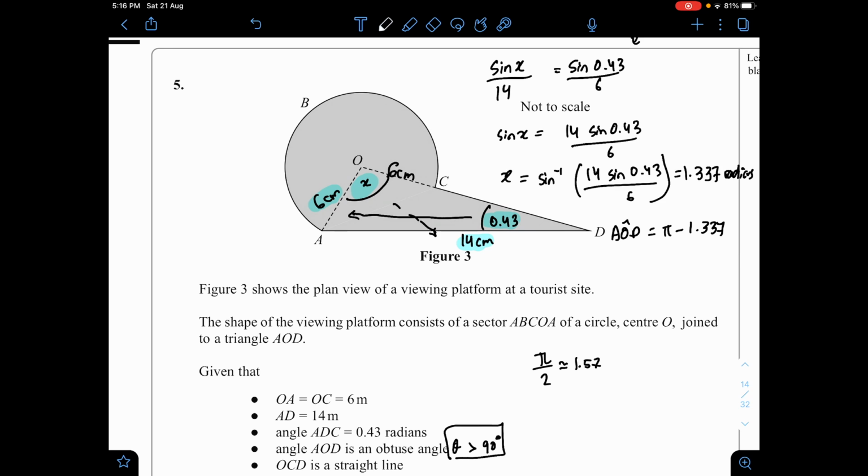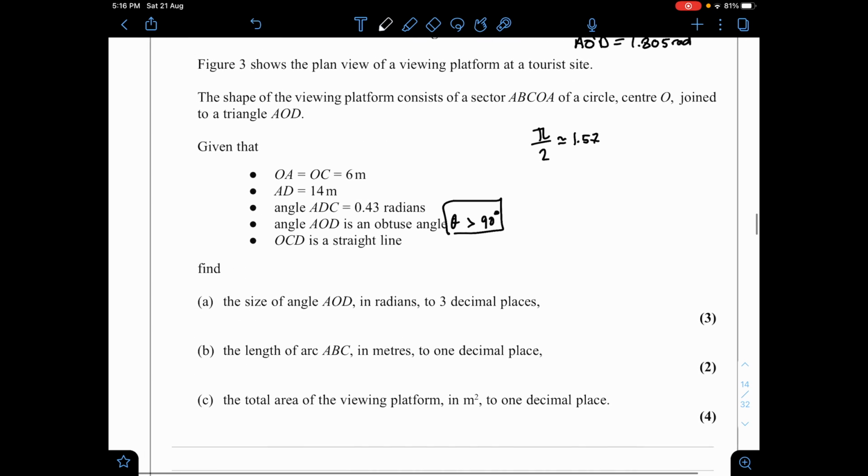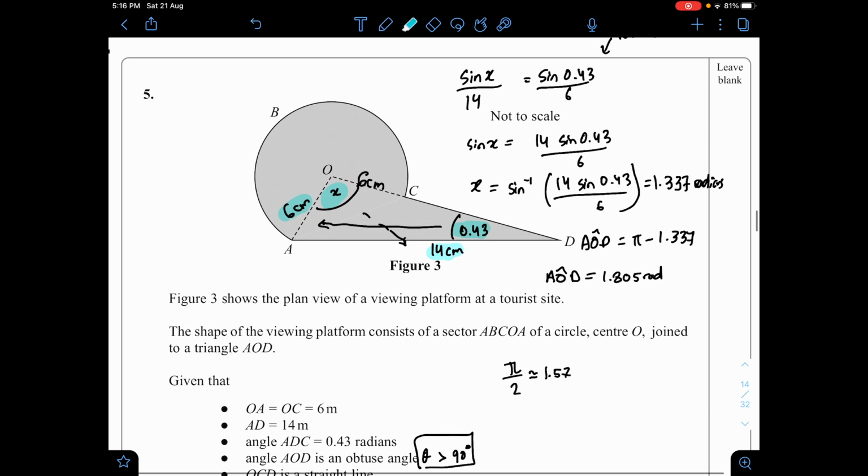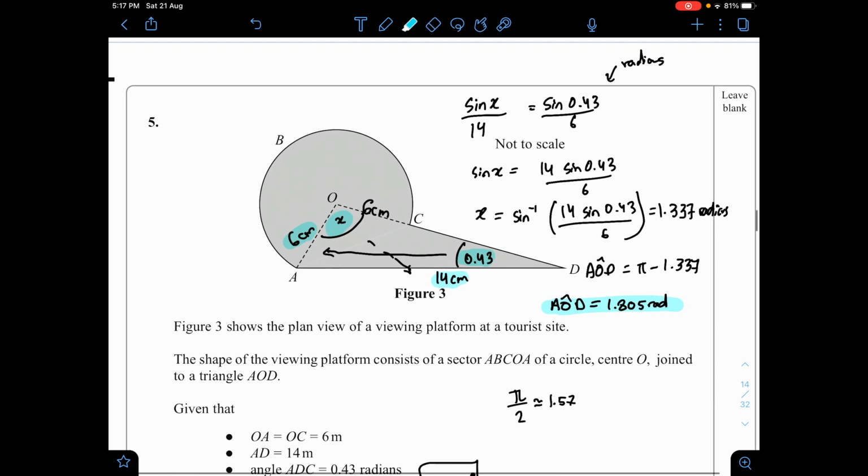So our actual answer is 1.805 radians. They wanted 3 decimal places, so this is our final answer. We got 1 mark for using the sine rule, 1 mark for getting over here, and 1 mark at the end for the answer.